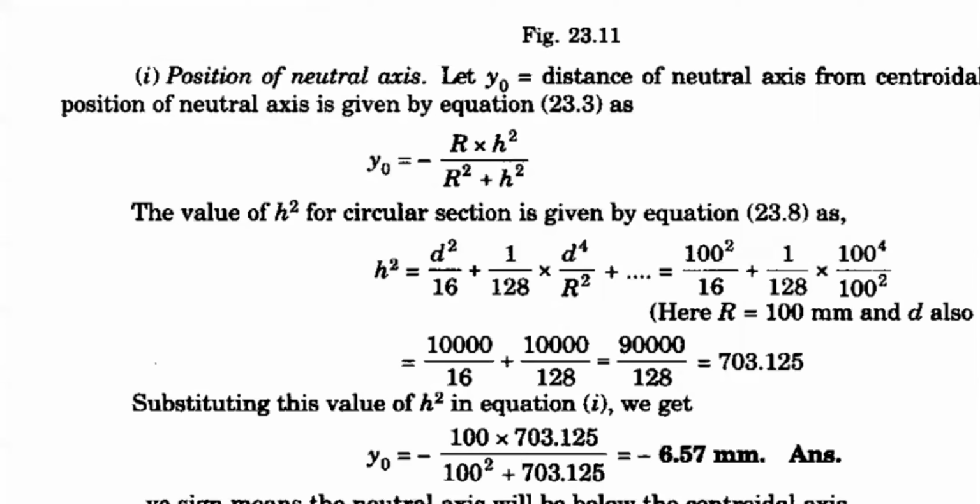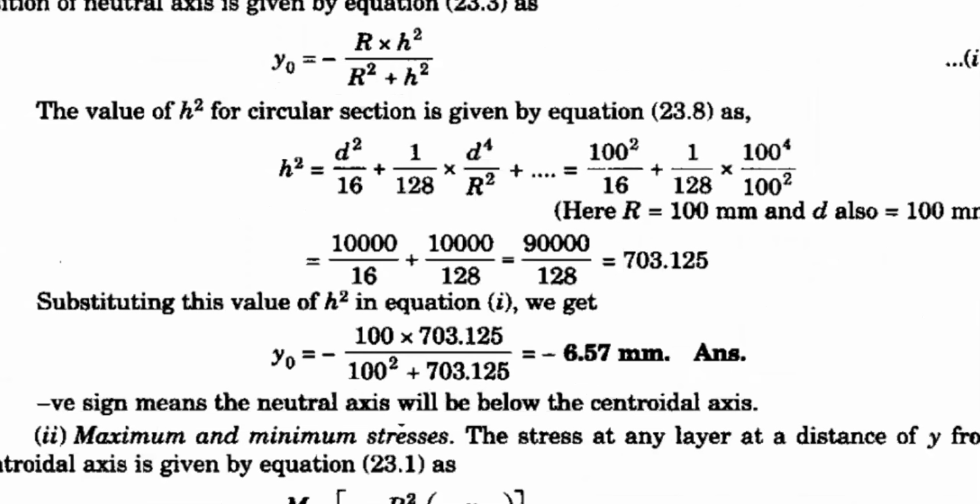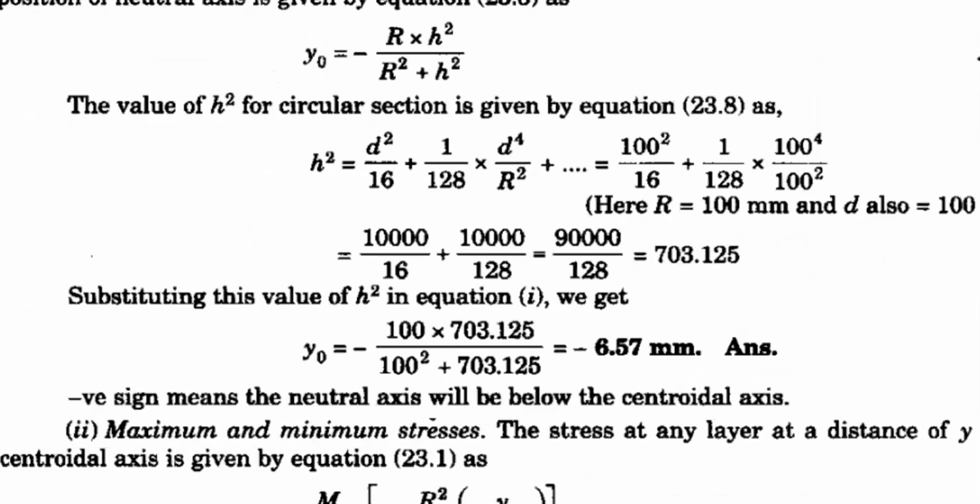Please find the answer by substituting in this relation. Now tell me what the answer is, whether it is correct or wrong. Your D value is 100 mm and the R value is also 100. R is the radius of curvature and D is the 100 diameter. It is already given in the given data of the problem.